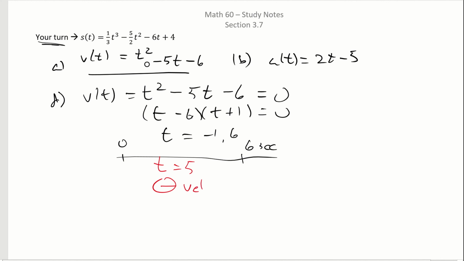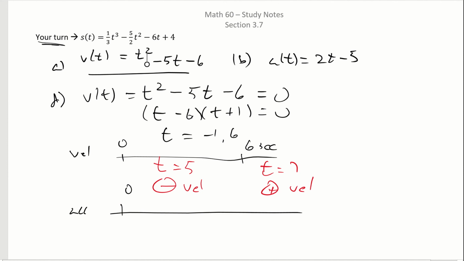And I bet if you go t equals 7, you get a positive velocity. Okay, cool. Now we drop down on the same number line, 0 to whatever, and we study the sign of the acceleration. So this was velocity, and this is going to be acceleration.